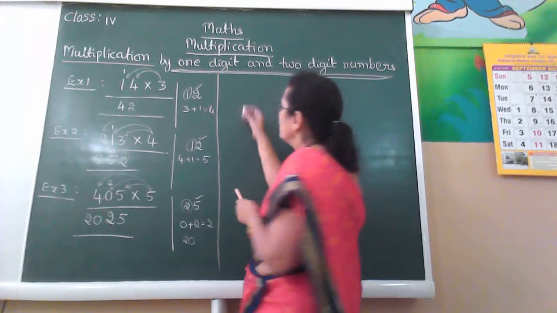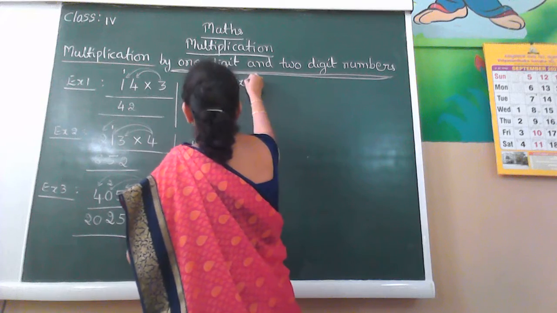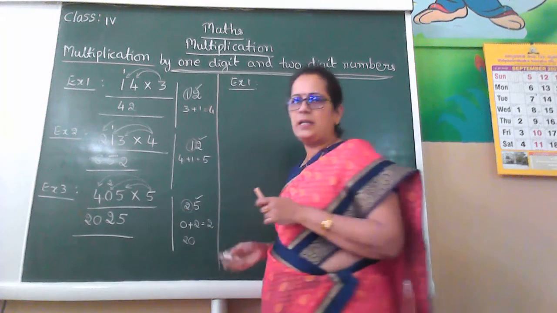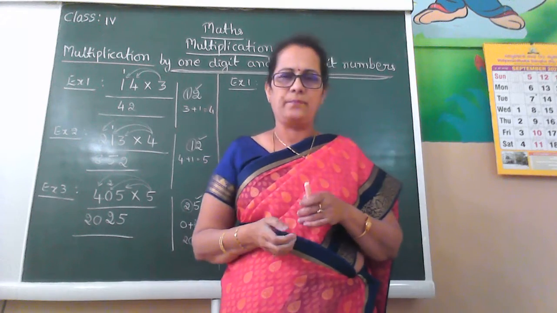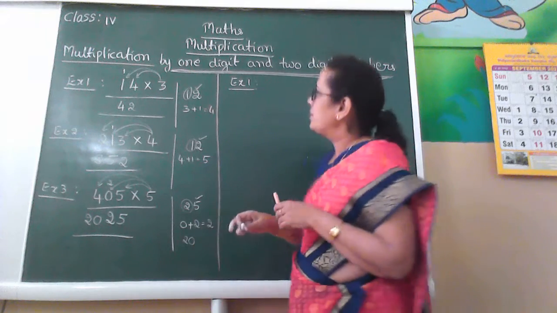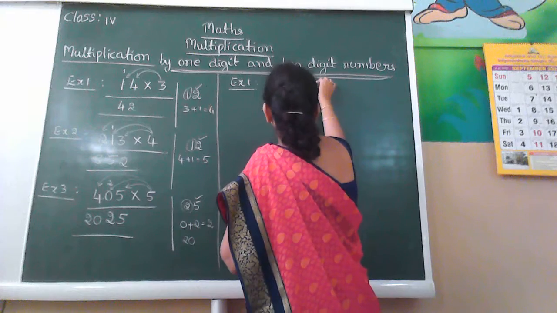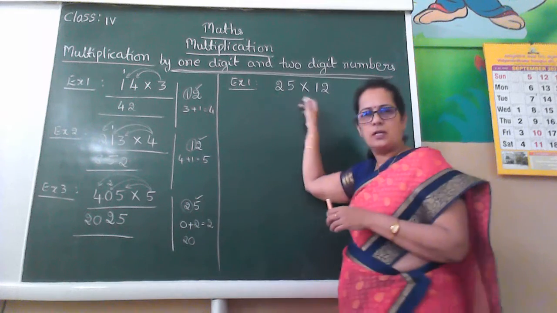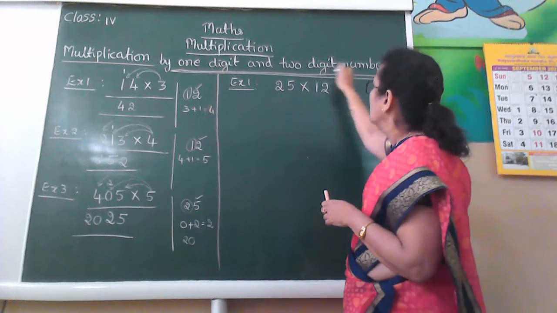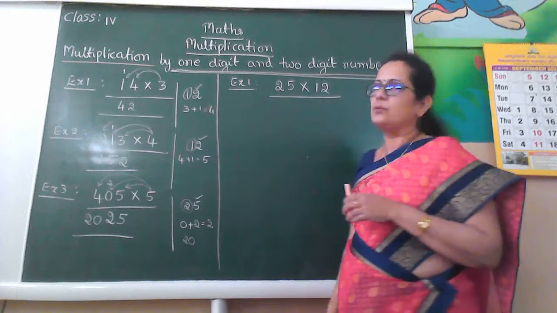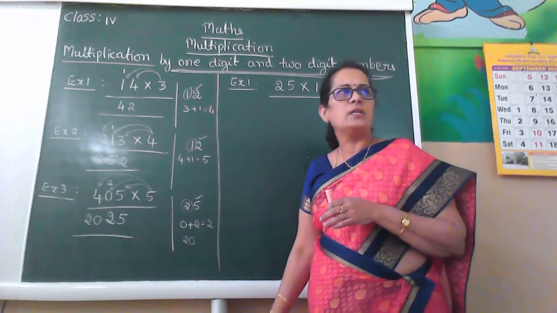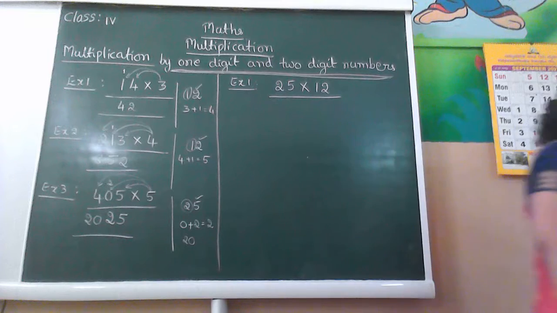Okay. Now I will write an example of multiplication by 2 digit numbers. Okay. Now example 1. 25 into 12. 2 digit into 2 digit. That is multiplication of a 2 digit number with a 2 digit number. Okay.